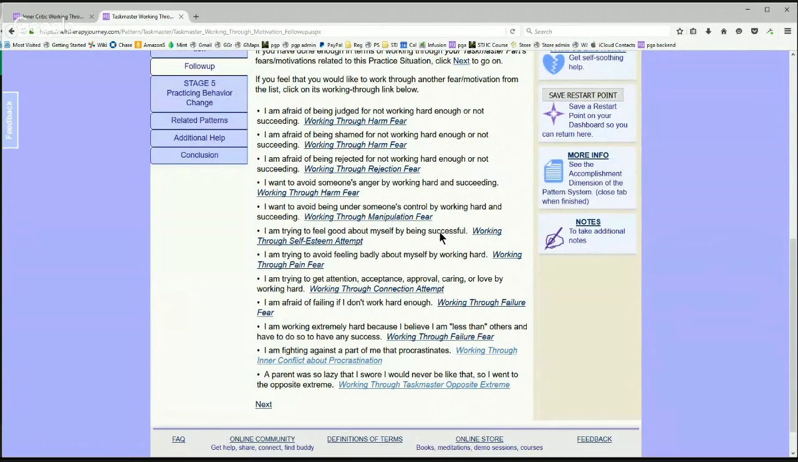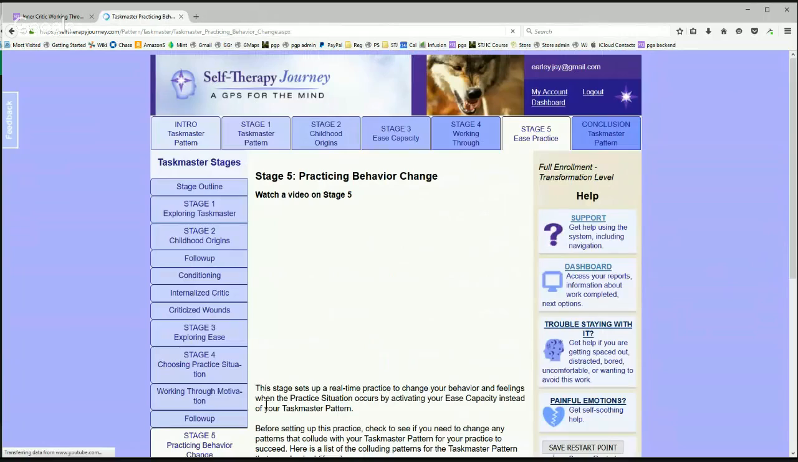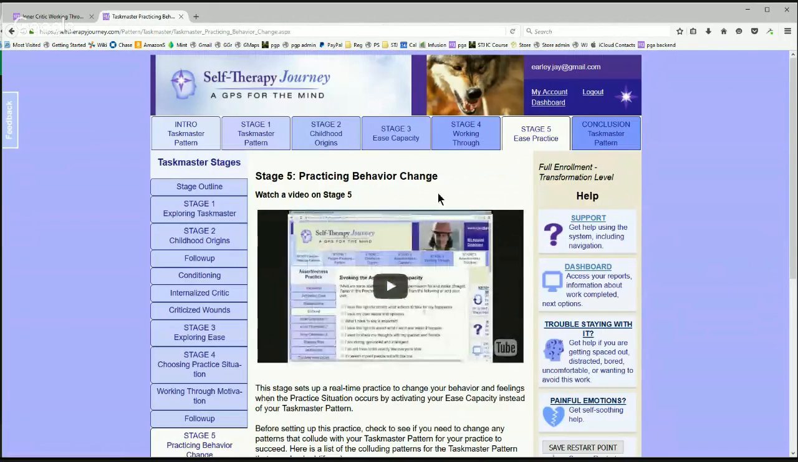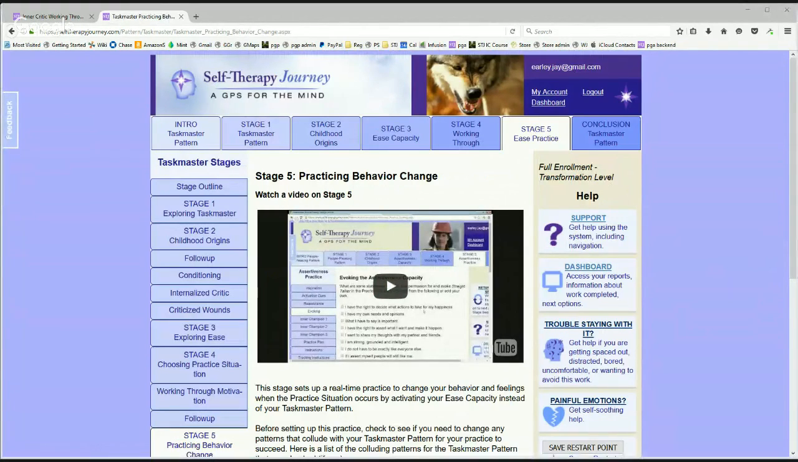There are a few other aspects of stage 4 that come up in working with other patterns, but they don't come up with inner critics. So when you're finished with this, you go next, and here you are in stage 5, but that will be covered in a different video. And so we are finished for now. Okay.